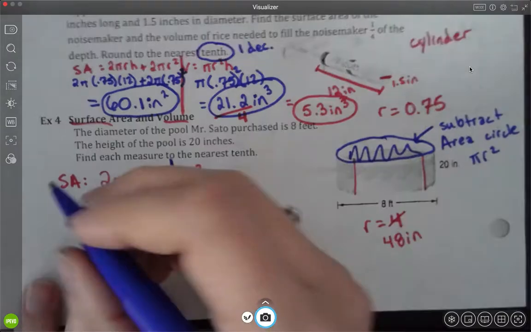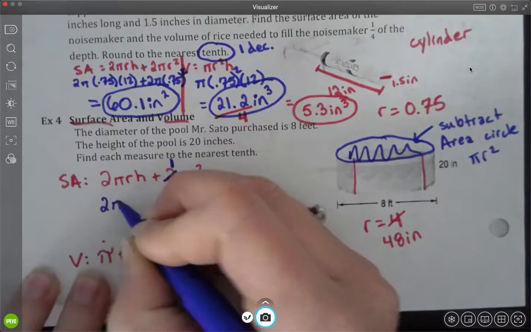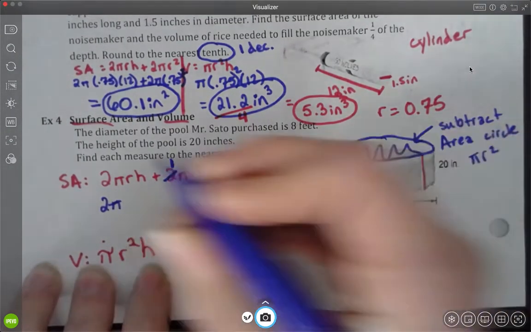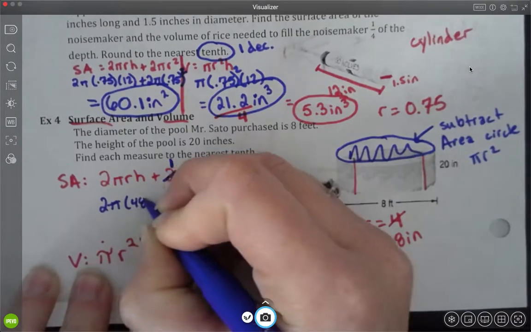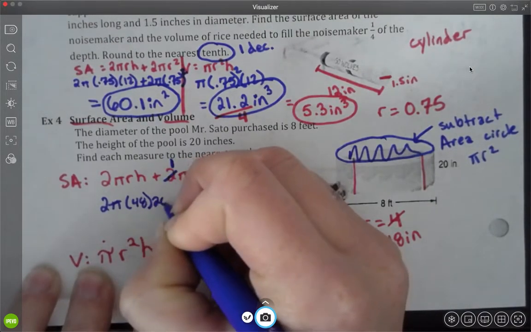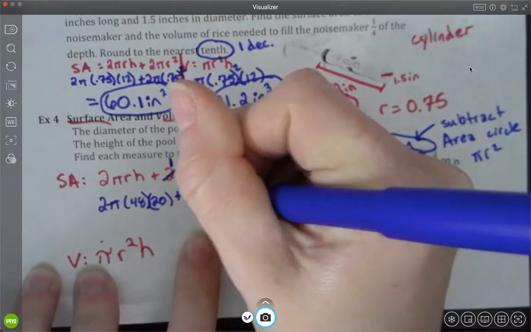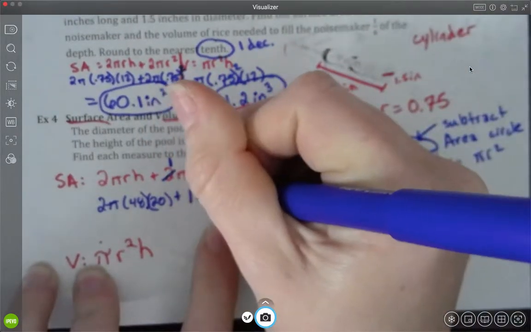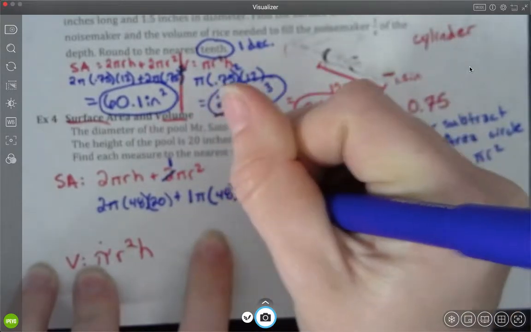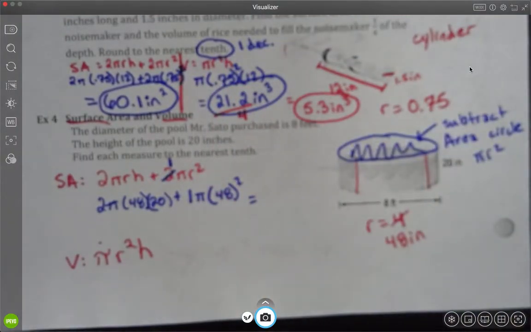So let's go ahead and plug into our formula now that we've altered that, okay? The radius we said was 48. Height is 20. We're going to end up with some big numbers here. Plus 1 times pi times the radius, 48 squared. We're going to end up with a huge number, but it's going to be in inches squared.